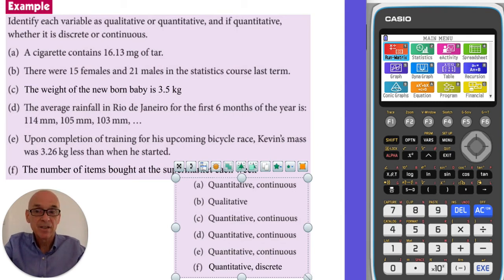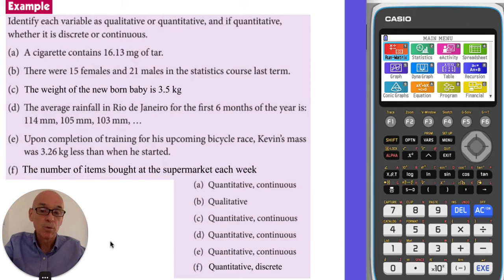The amount of tar in a cigarette, quantitative, continuous. The gender of the students, that's categorical, females or males, so that's qualitative. The weight of a newborn baby, quantitative and continuous, as is the average rainfall, as is Kevin's mass after he's done his training. And lastly, the number of items bought in a supermarket each week is quantitative but discrete. It's a certain number of items.